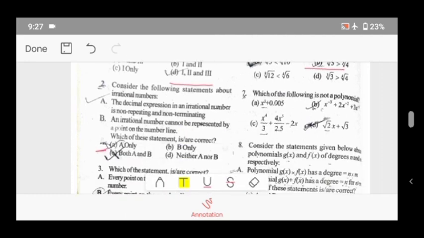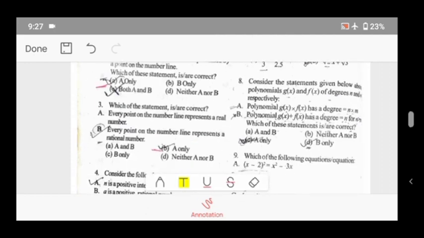Then seventh one. Which of the following is not a polynomial? From this you have to choose which is not a polynomial. You have studied this in class 10, so maybe you know which is correct. So the answer is B.